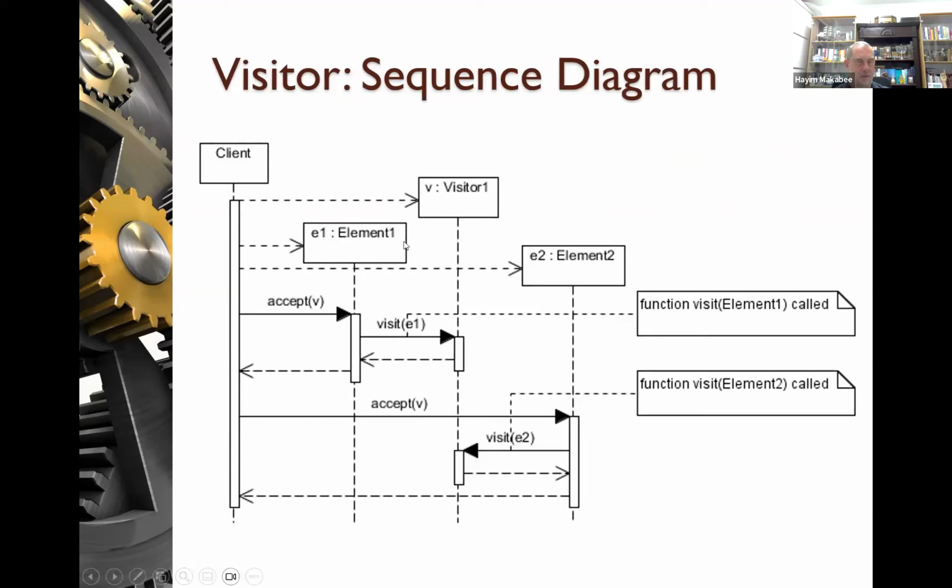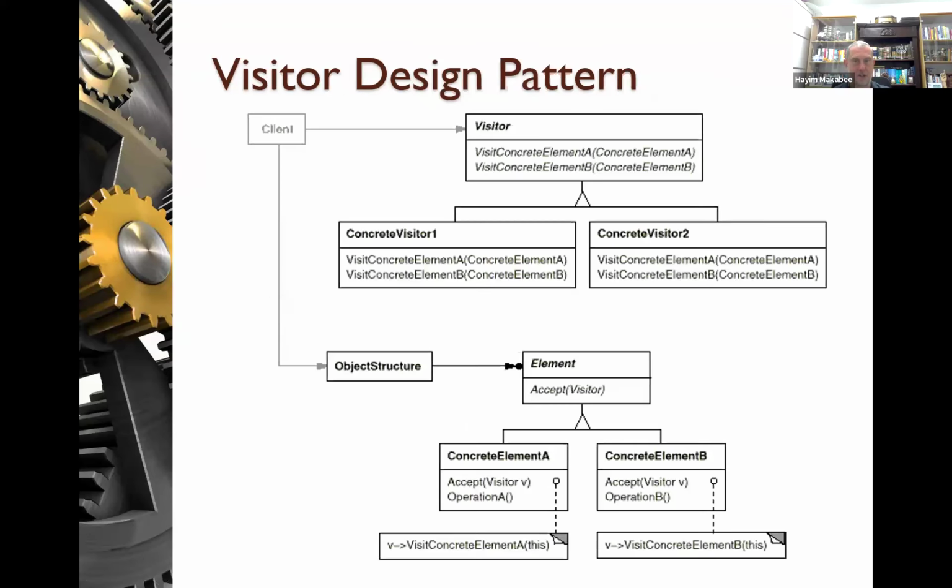And then he says to the first element, accept the visitor. And then the element says to the visitor, visit myself. And then it calls the function visit of element one. Then the client says to element two, accept the visitor. And then element two says to the visitor, visit myself. And then again, it calls the visitor, but a different function. It's visit of element two. Okay, it's not the same function.